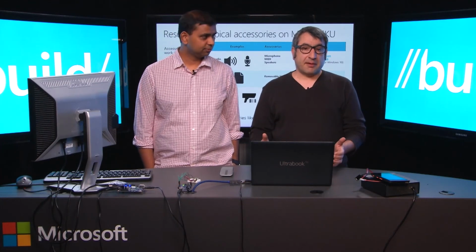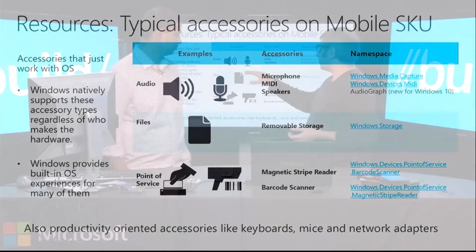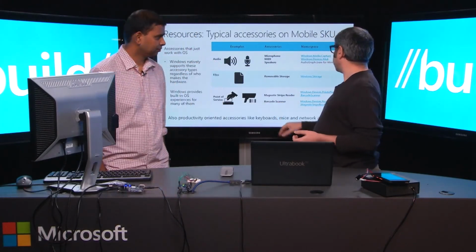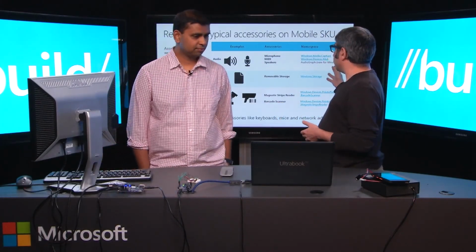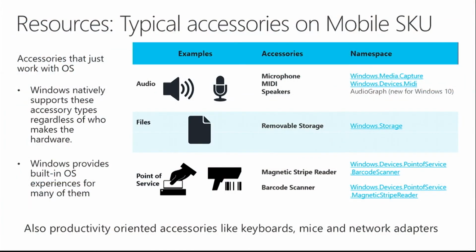So I'd like to recap and leave you with a few resources. First, for developing apps for typical accessories on our mobile SKU, just remember, these are accessories that just work with the OS, and we have the following namespaces for them. It's for audio devices, removable storage and files, point of service. So check out the MSDN page and the namespace documentation, as well as the samples for these.